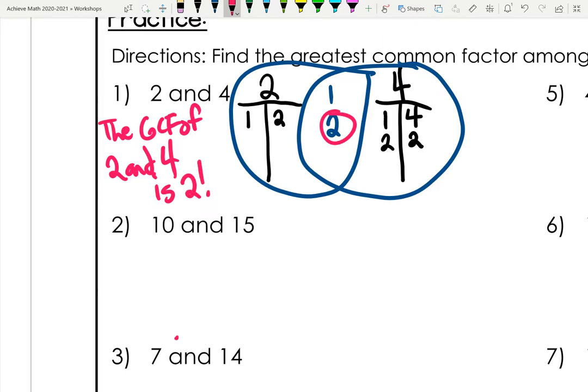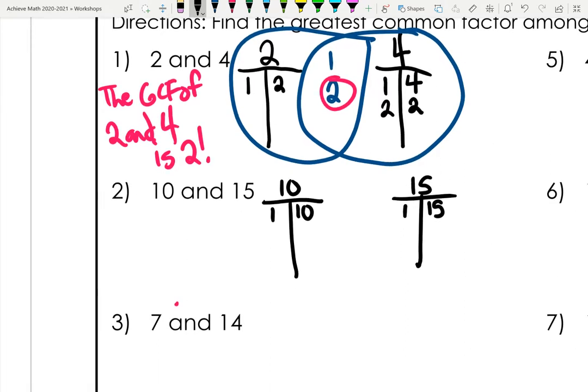Let's do another one. Autopilot. Create my t-charts for 10, create my t-charts for 15. The 1 is a factor of all numbers. That gets me started. Now time to think. 1 times what is 10? 10. 1 times 15 is 15. Now initially, there might be a lot of numbers to choose between. Between 1 and 10, you're going to have to check 2, 4, 6, 8, 9. For 15, you're going to have to check all the numbers between 1 and 15. But let's just go with 2.